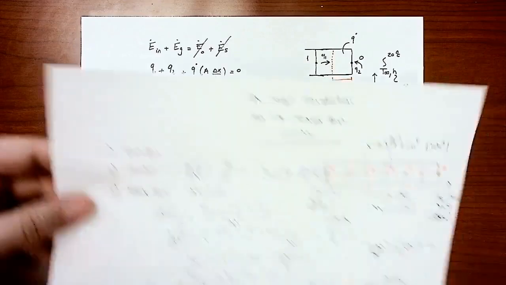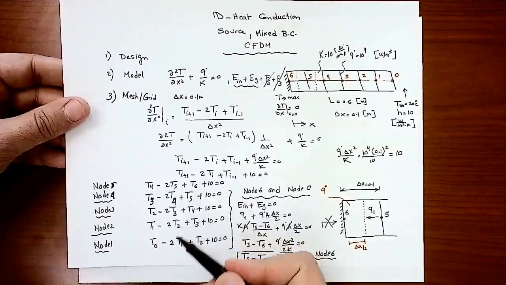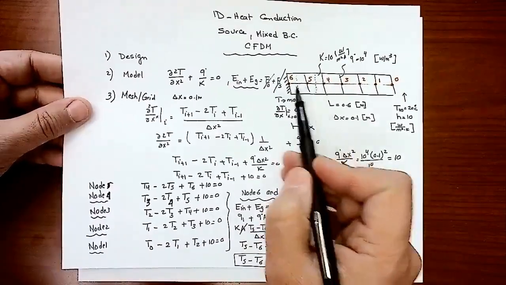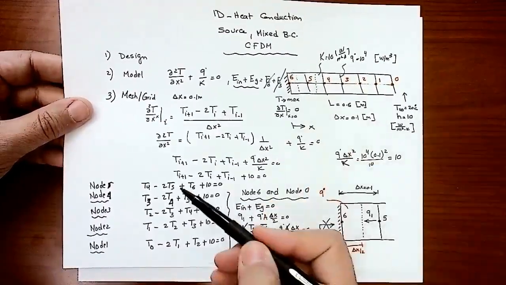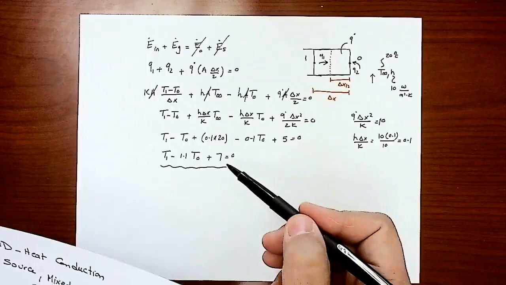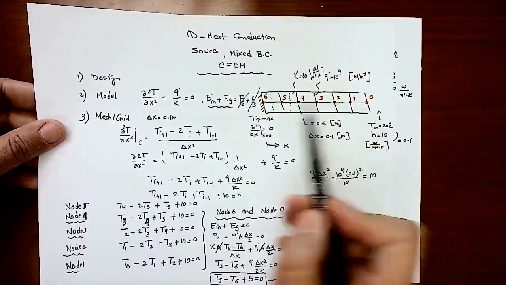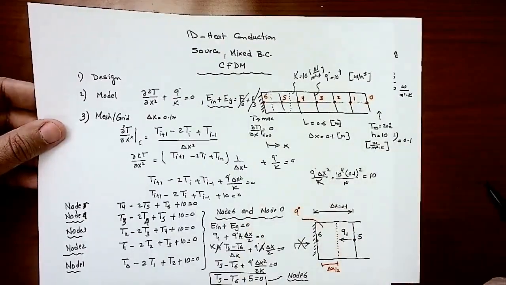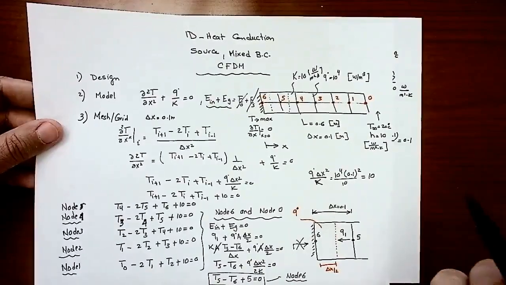How many equations do we have? We have 1, 2, 3, 4, 5, and 6, actually 7 equations. Here's 1, 2, 3, 4, 5, and there is one for node number 6, and we have one for node number 7. We have 7 nodes from 0 to 6. I will simply go and solve that by an iterative method.